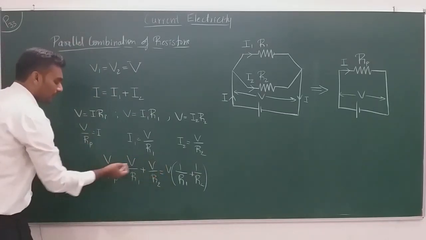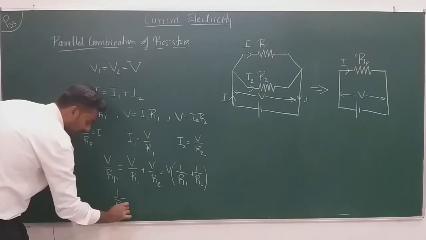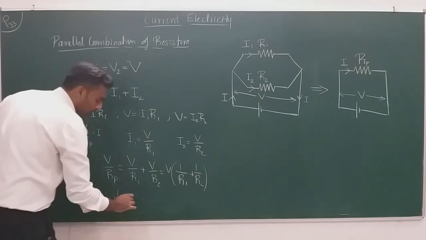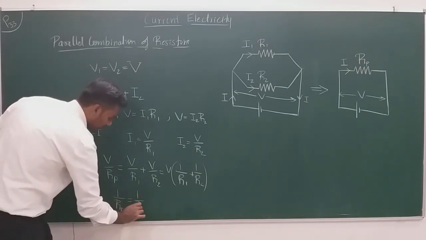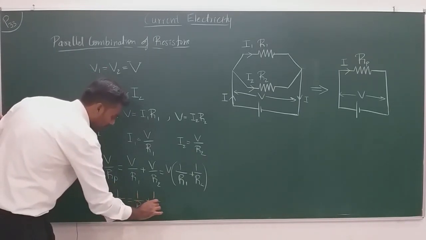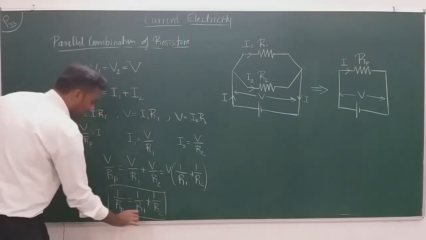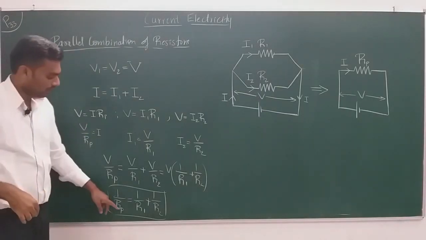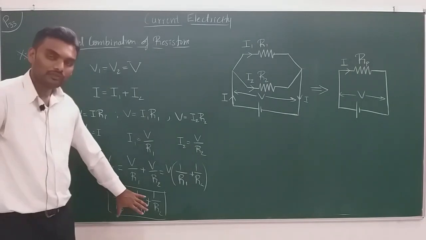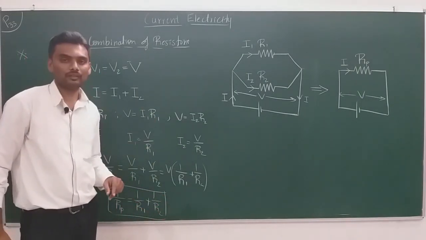So V and V get cancelled, and hence the effective resistance for parallel combination of resistors is 1 by Rp is equal to 1 by R1 plus 1 by R2. So this is also an important derivation which is asked for 3 marks in your board examination, and this formula is for the combination of two resistors in parallel.